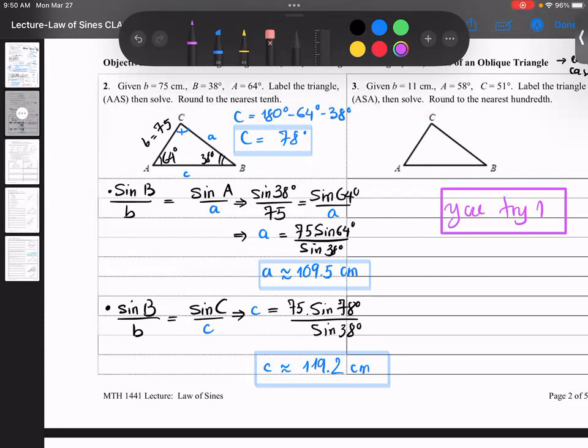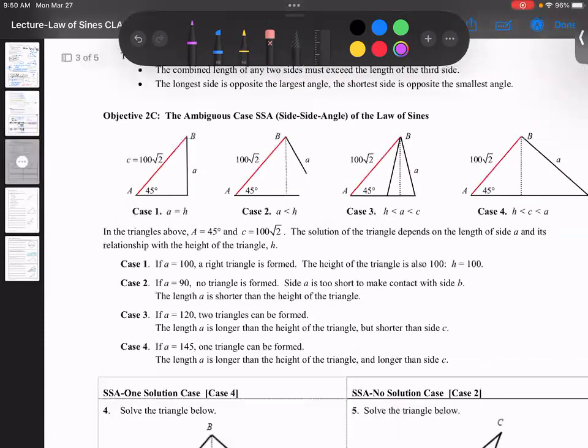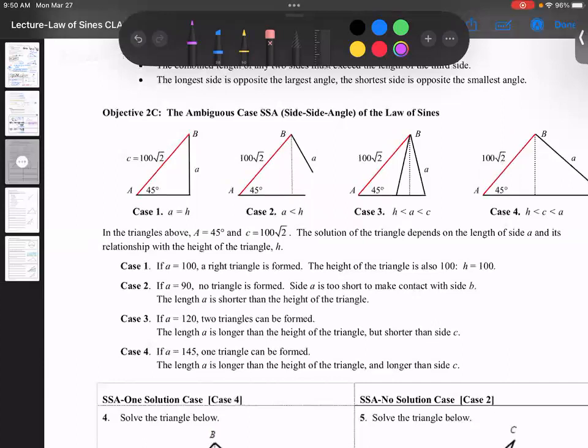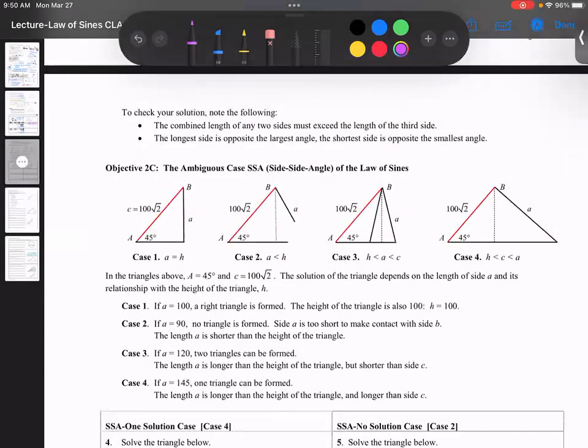All right, now comes the harder case. Oh, before we do that, to check your solution, if you add any two sides, it must be greater than the remaining side. It makes sense. A plus B should be greater than C, or A plus C greater than B, or B plus C greater than A. The sum of any two sides should be greater than the third side. The longest side, remember this one. This is important because we're going to use it again and again.